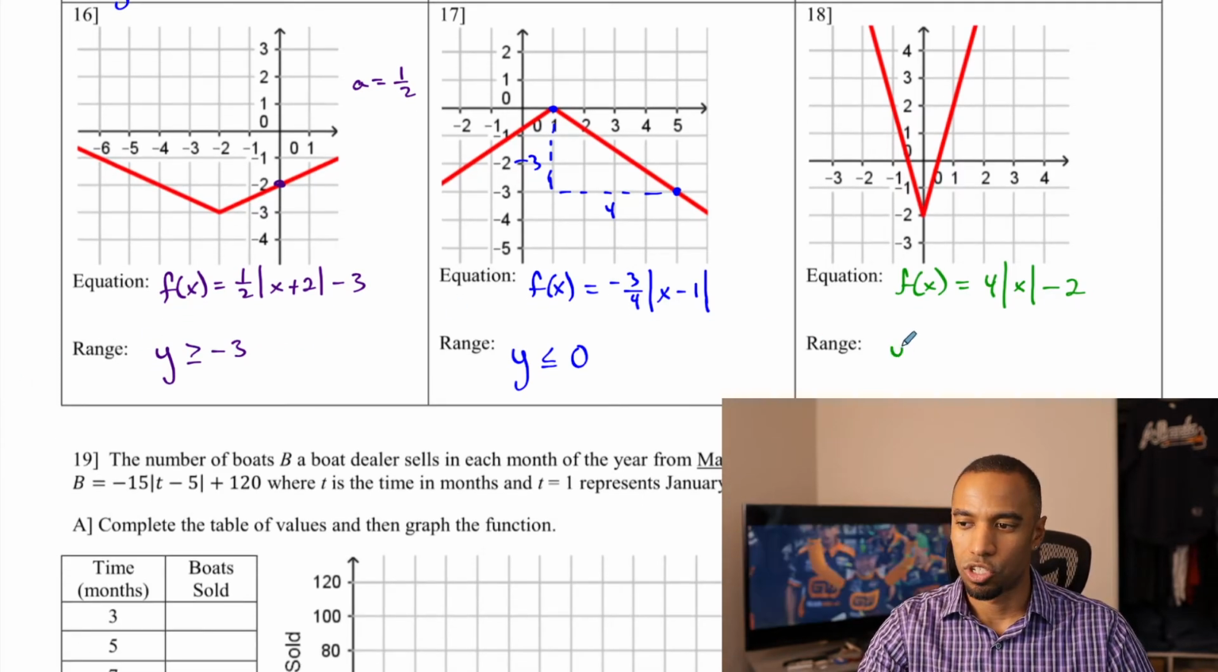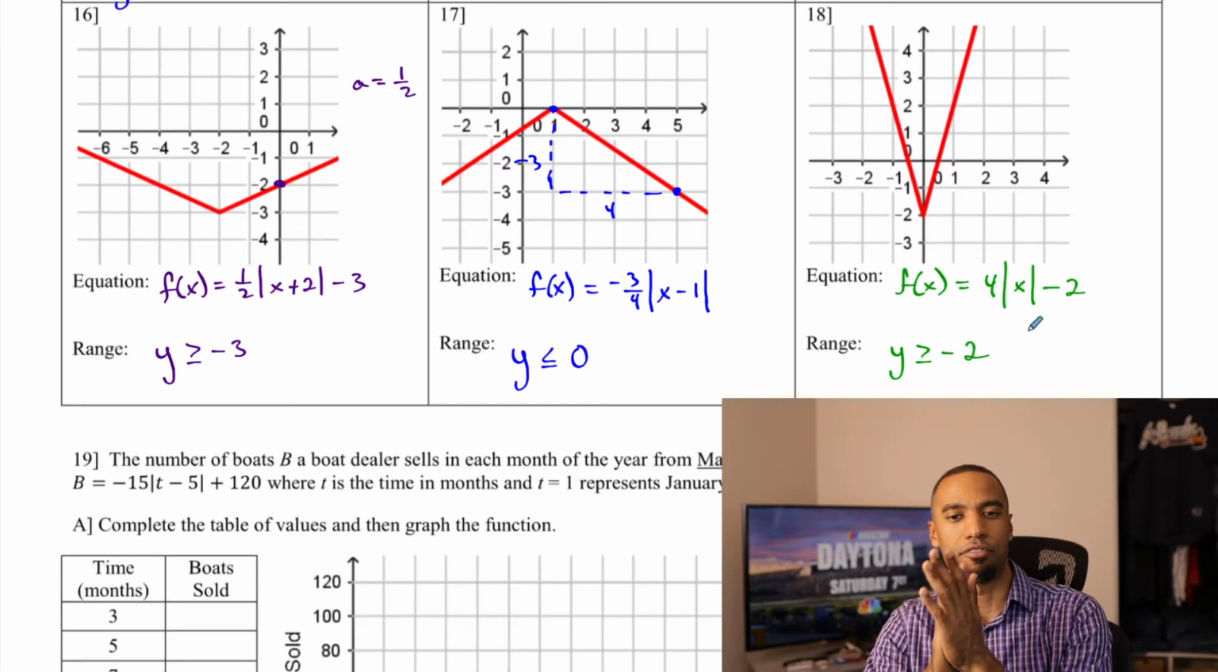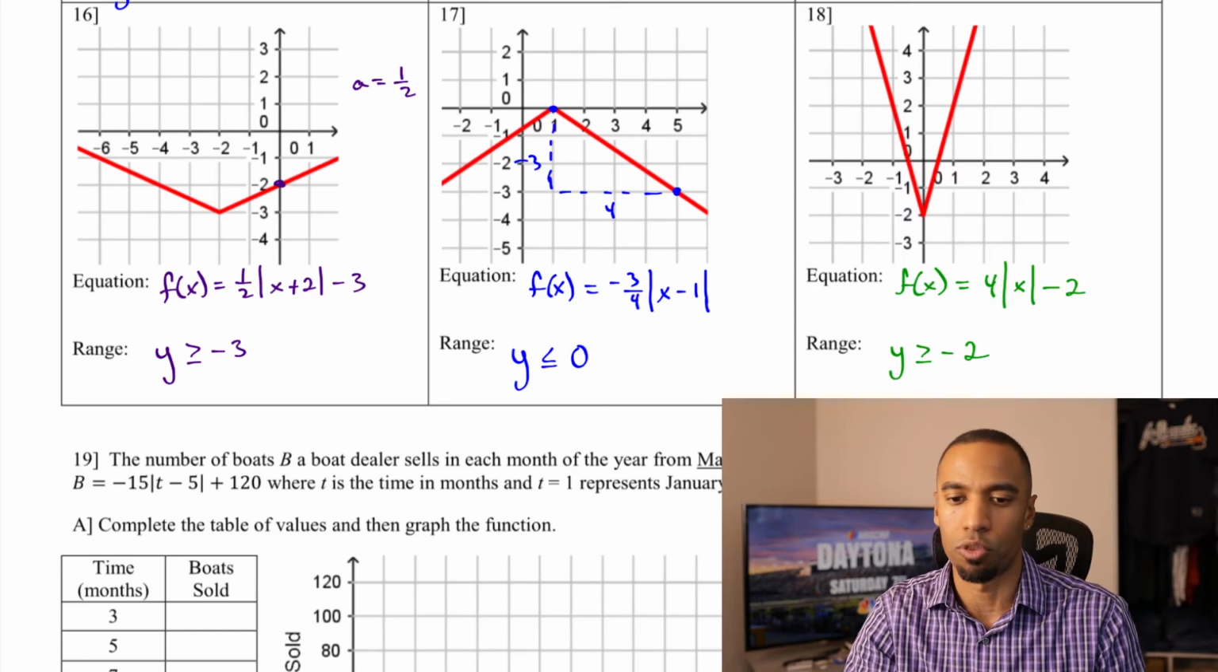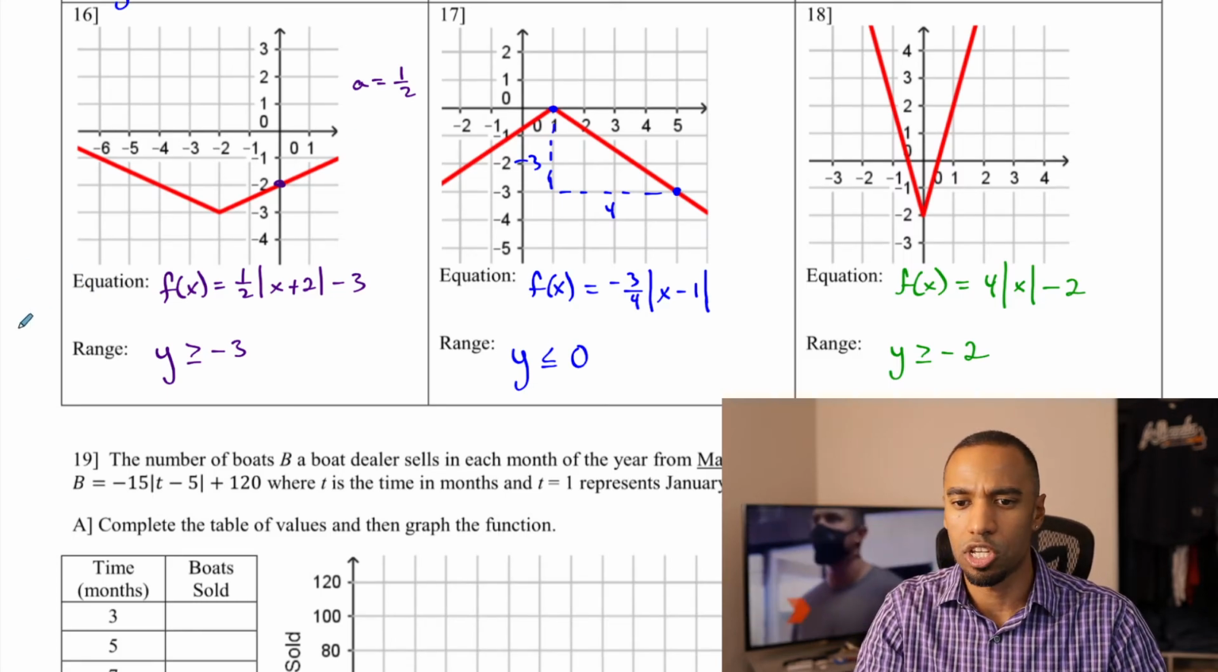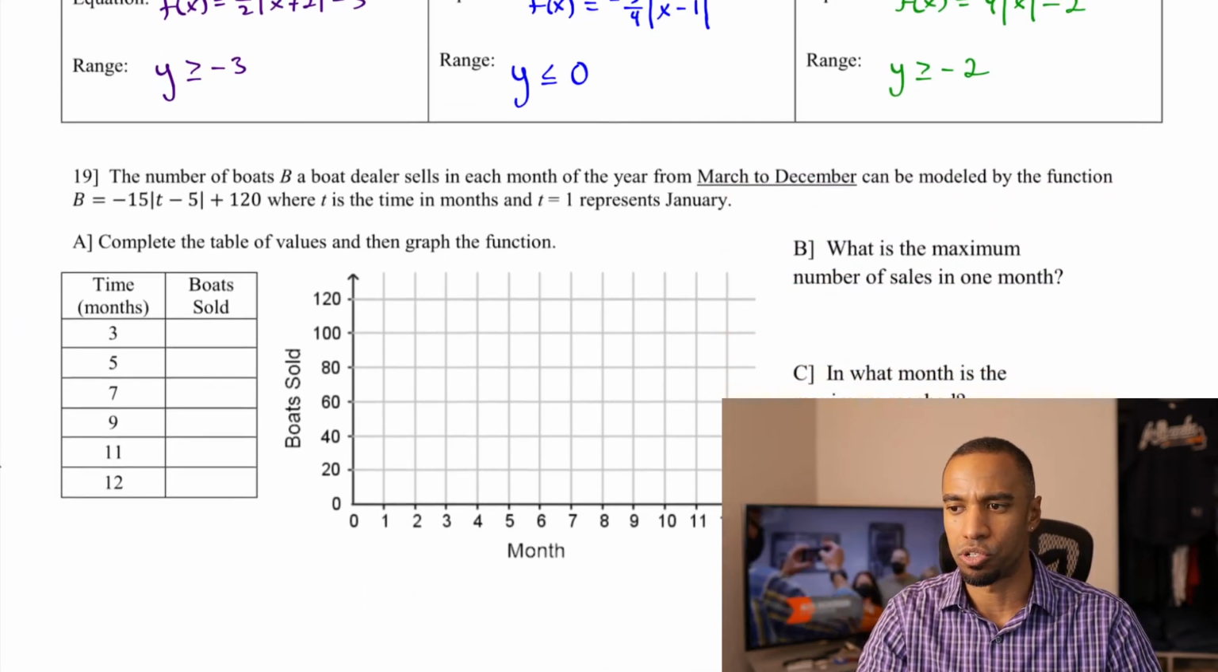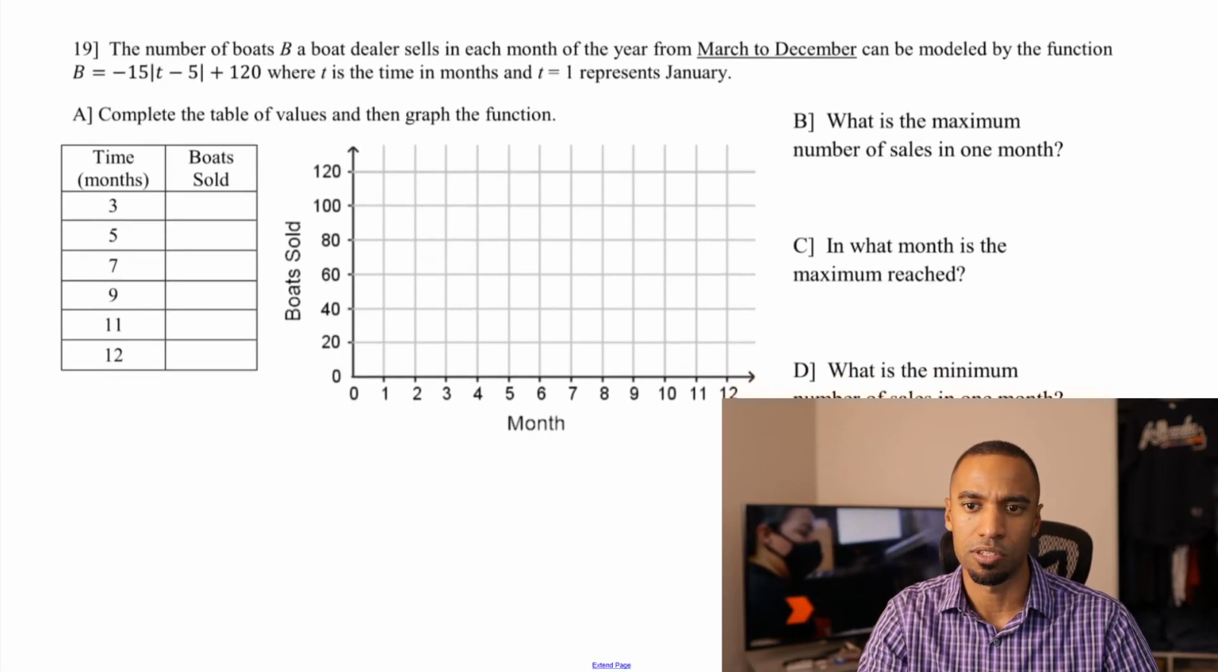The range is y greater than or equal to negative 2. All right, so there's our stuff there. Hope that makes sense. I'll finish off on the word problem here as we've gone 26 minutes. Let's see if I can get this in the next 4 minutes or so. I haven't seen the problem, so I don't know how long it takes.